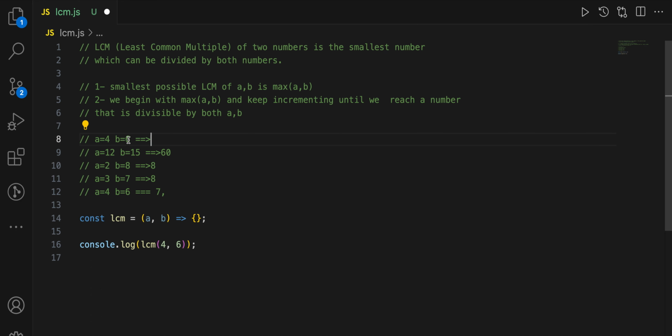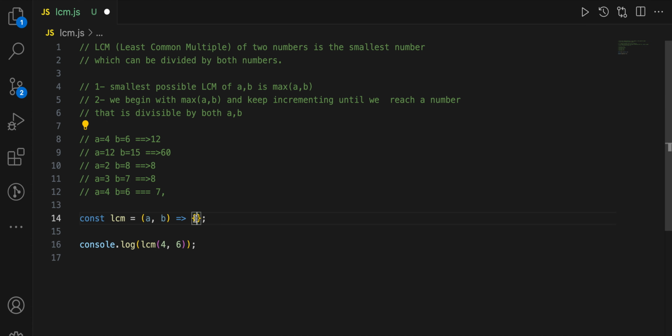Now we check whether 8 is divisible by 6, so no. So we go 9, 10, 11, 12. The first smallest number we got is 12. 4 times 3 is 12 and 6 times 2 is 12. So 12 is our LCM of 4 and 6. Similarly we can find it for 12 and 15.